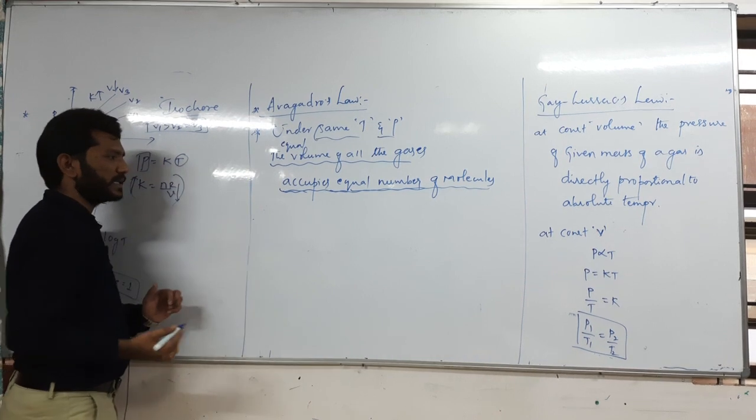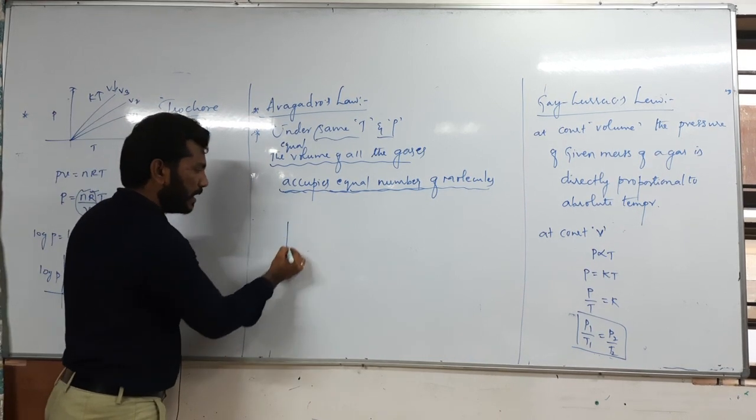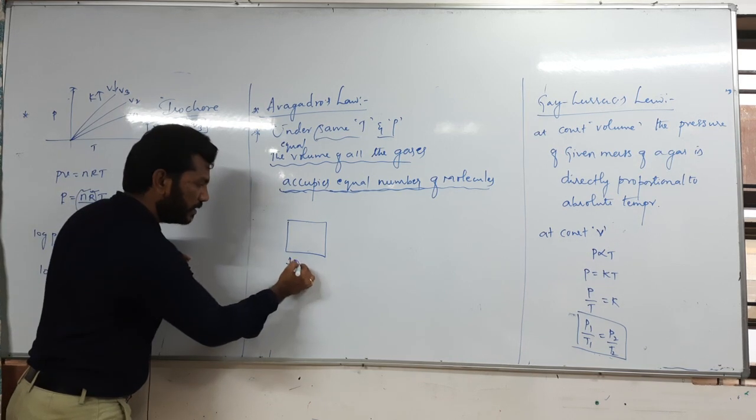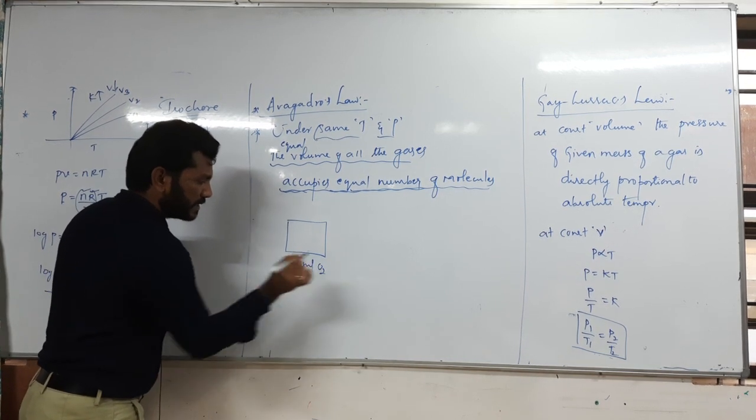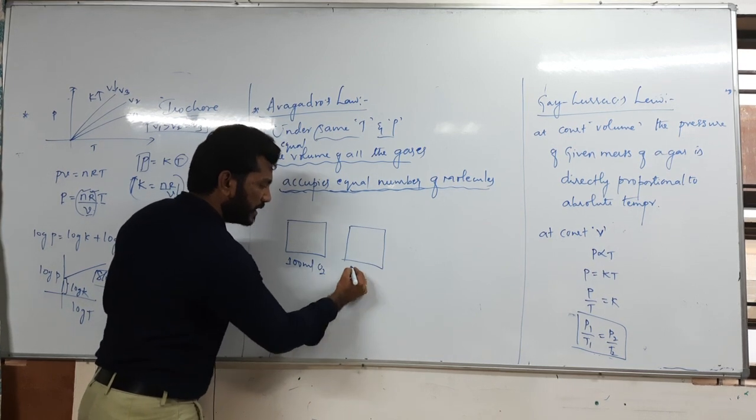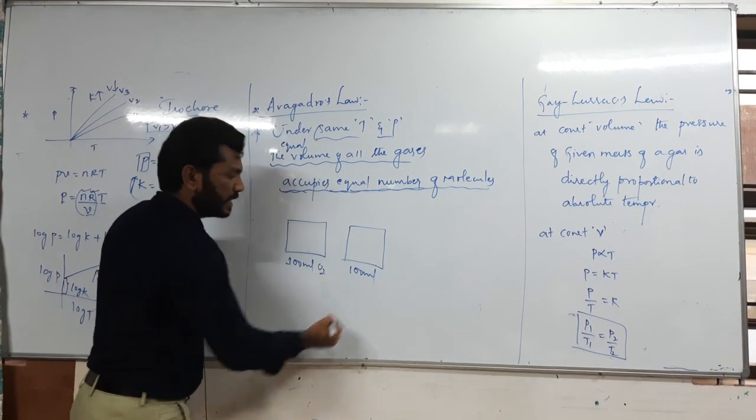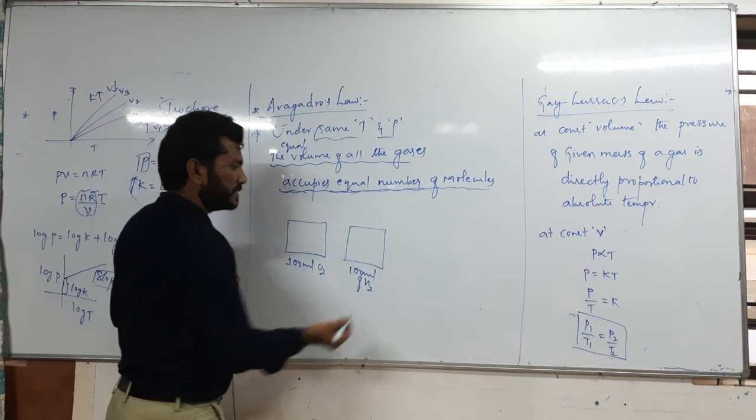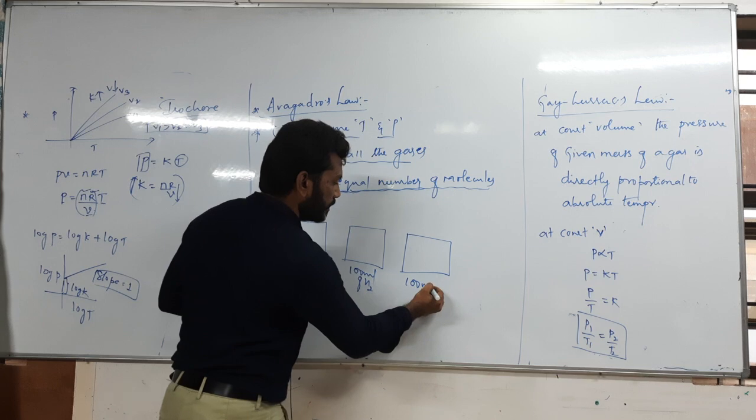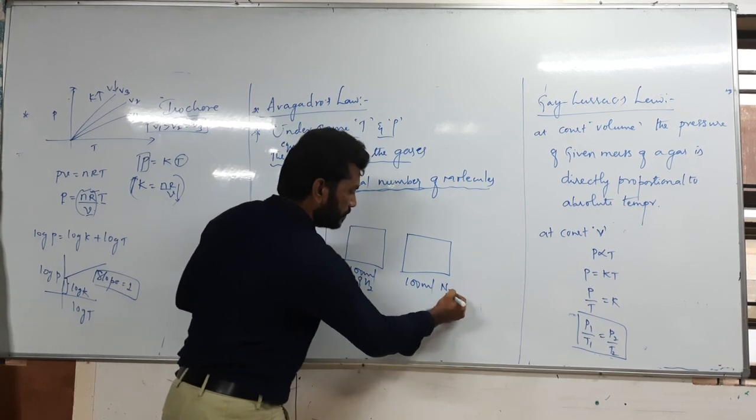Say, for example, let us consider a particular container where I would take 10 ml of oxygen. Another container I would take, with the same volume, 10 ml of H2, suppose. Another particular container I would take, with 10 ml of N2.